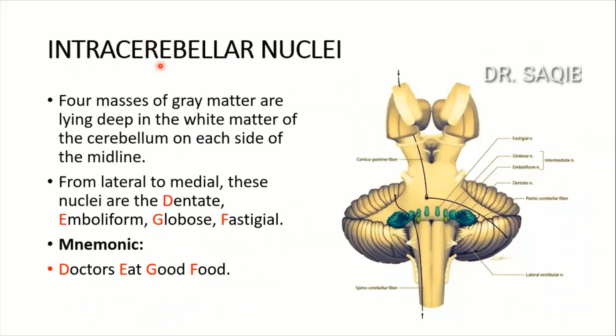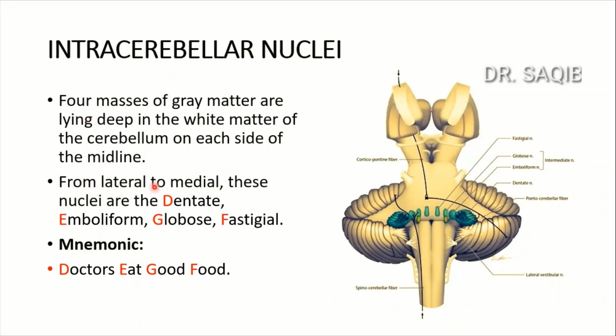So now let's talk about the intracerebellar nuclei. What you see here are the intracerebellar nuclei. Four masses of gray matter lie deep in the white matter of the cerebellum on each side of the midline. So this is the midline, this is the cerebellum, and these are the four masses. I previously called them the three masses, and now I will tell you how they are three. These two intermediate ones, emboliform and globose, are grouped together and given a common name, the interposed nuclei.